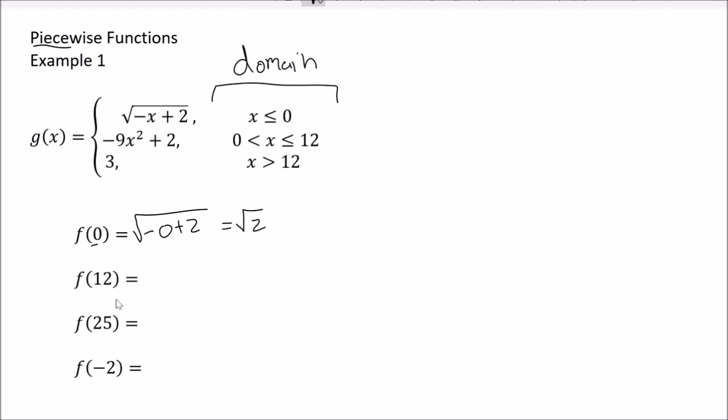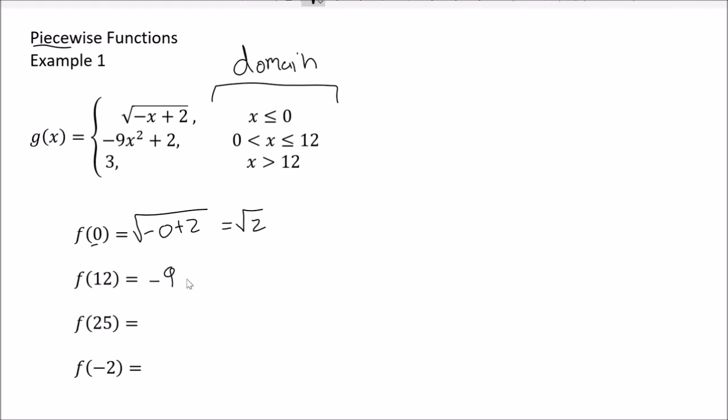f of 12. We have to decide which line it goes in. Okay, this says less than 0. No, 12 is not less than 0. This says more than 0 or less than or equal to 12. I think that's it. Let's check this one. This says if x is bigger than 12, it's not bigger than 12. It is 12. So we use that middle line.